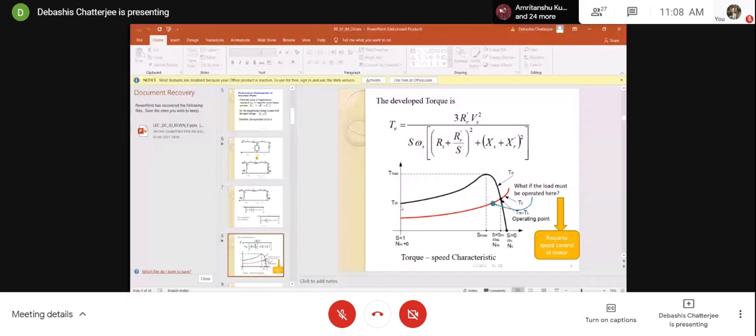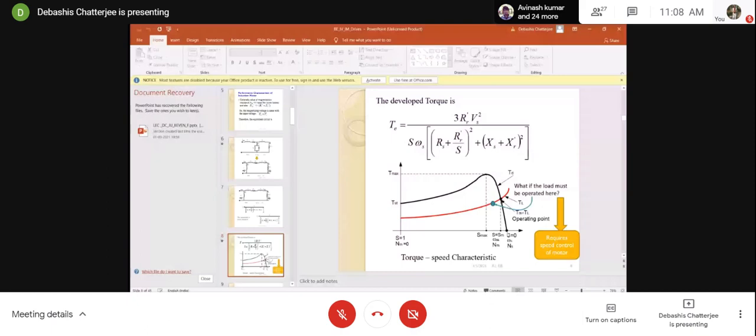Now at slip equal to 0, that is at synchronous speed, you get 0 torque, because by definition it goes to 0 torque. So you get a situation where torque will be 0 when s is 0.